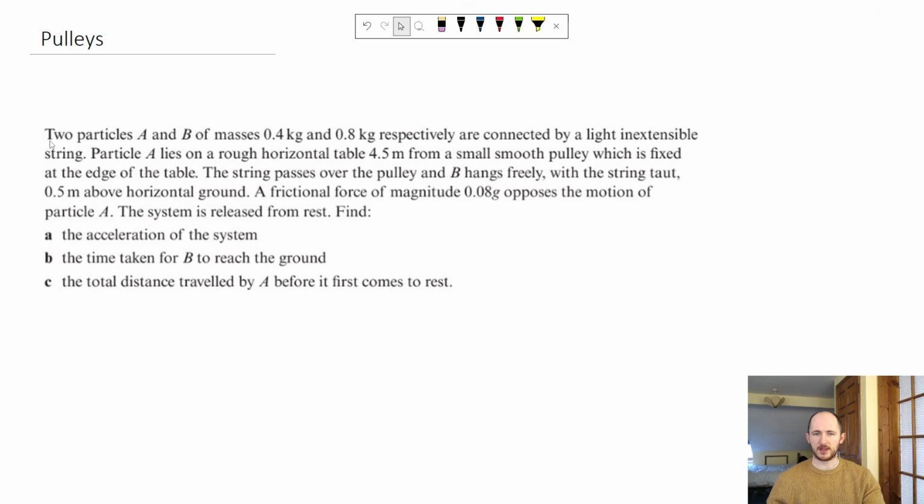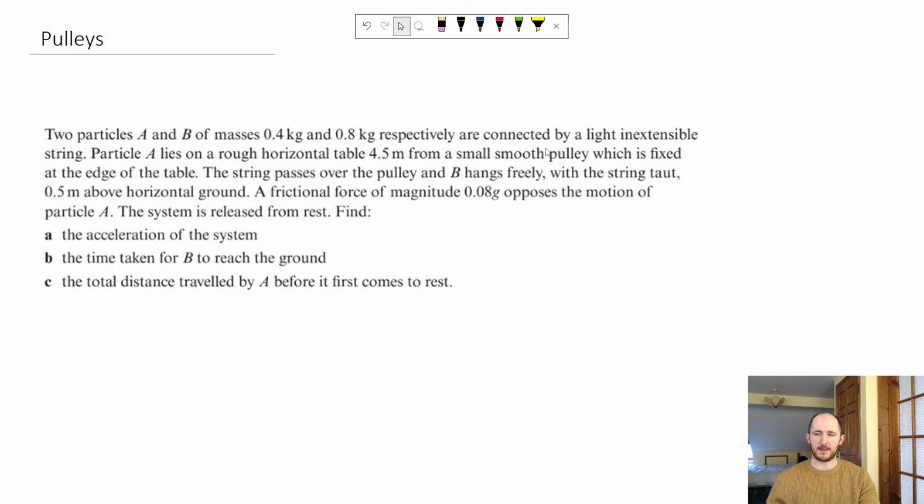So if we read the question, two particles A and B have a mass of 0.4 and 0.8 kilos respectively. They're connected by a light inextensible string, so remember what that means. Light means that the tension is the same throughout, and inextensible means that the acceleration is identical. So, for example, if particle B moves, then particle A moves with the exact same acceleration at the exact same time.